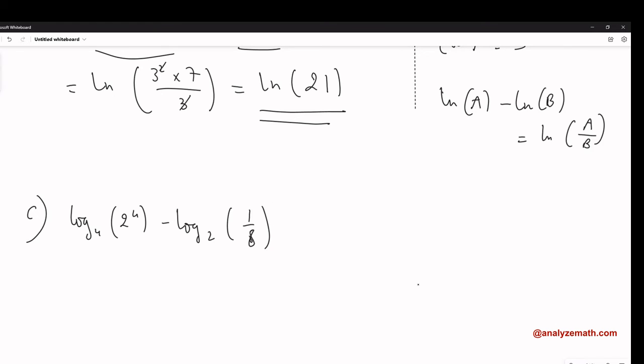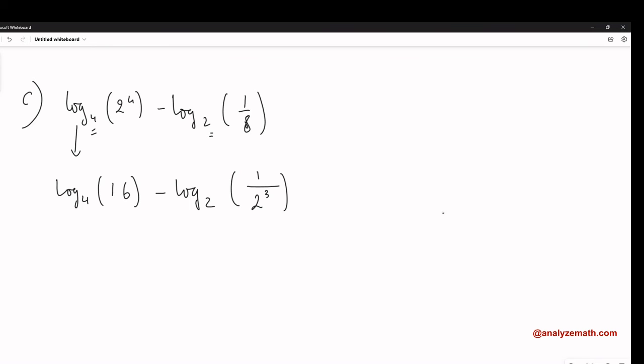Now in part C we are given the difference of two logs. However, they have different bases. So we cannot apply, for example, this, which is the difference of two logs. Now let's try to evaluate separately. So the first one, log base 2 of 4. Now 2 to the power 4 is 2 by 2 by 2 by 2. That gives me 16. Minus 2 log of 1 over 8. 8 is 2 to the power 3.